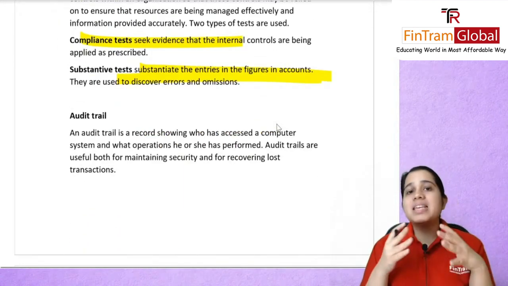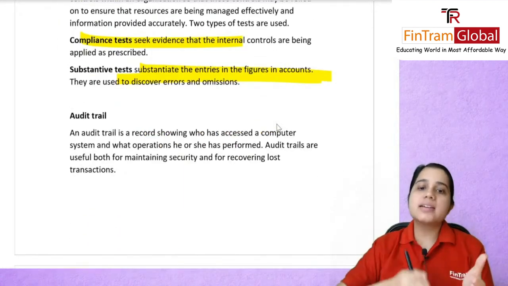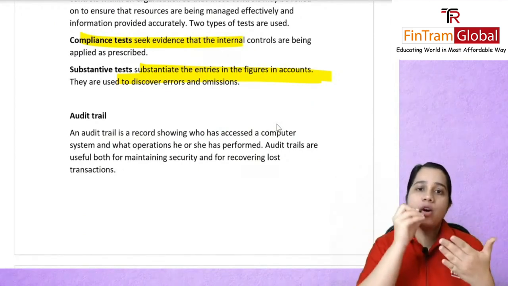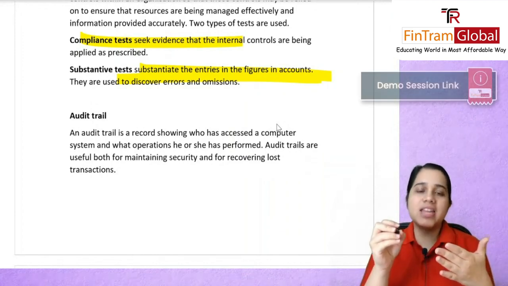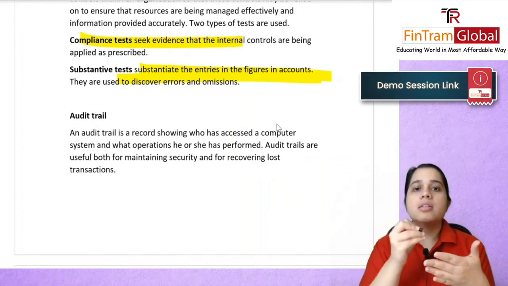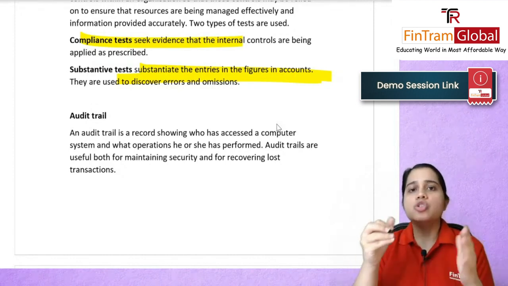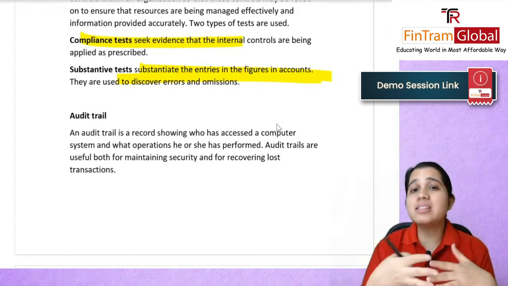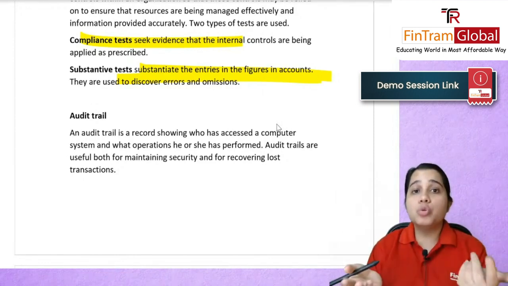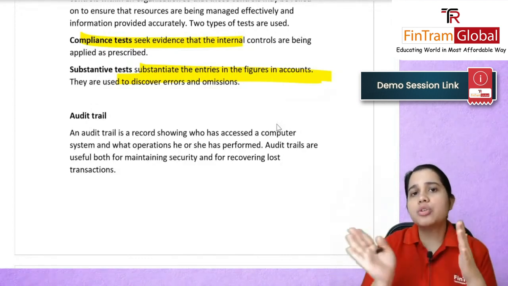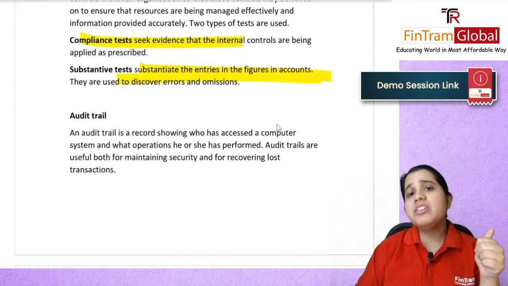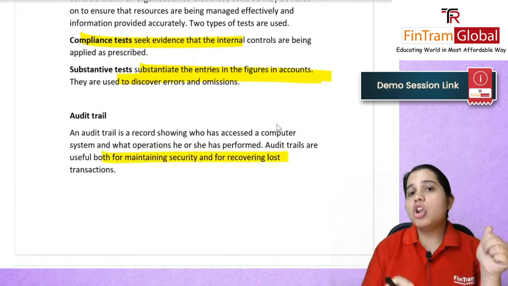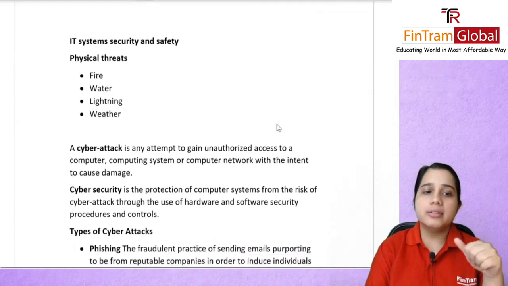What is an audit trail? Basically, a record showing who accessed the computer system and what changes they made. So it will show that on this date, at this time, Disha did fixed assets. Then at this time, this person did cash. So you know who is doing what, and if somebody opens somebody else's work, you can ask why they opened it, maybe to do fraud. So it will maintain a record. Also, it will recover any lost transactions. So it is useful for maintaining your security and recovering your lost transactions. So that is your audit trail.